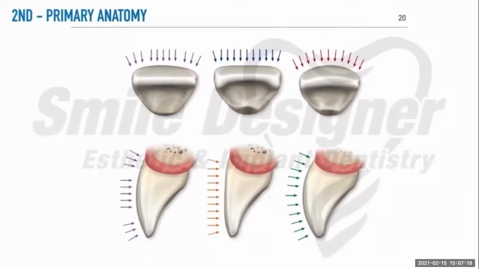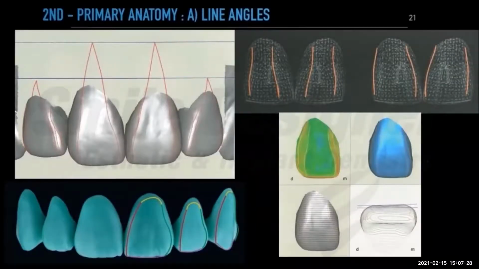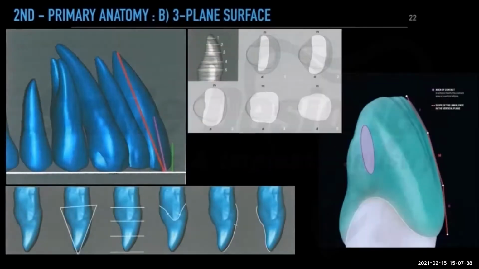In primary anatomy, or the second stage, you determine the line angles and 3 plans. Remember, the mesial line angle is straight and the distal one has curvature in the disto-incisal. The incisal plan of the 3 plans should be perpendicular to the occlusal plan, and the gingival plan of the 3 plans is parallel to the emergence of the root.